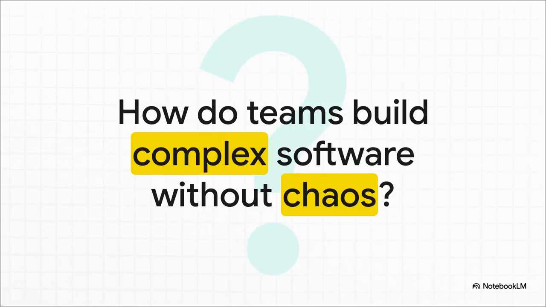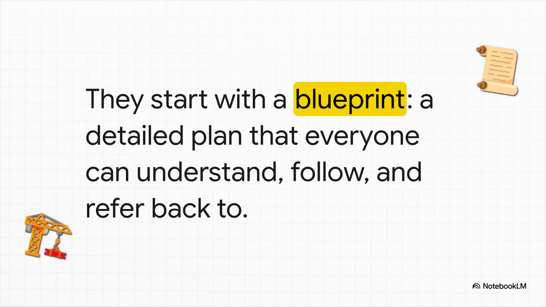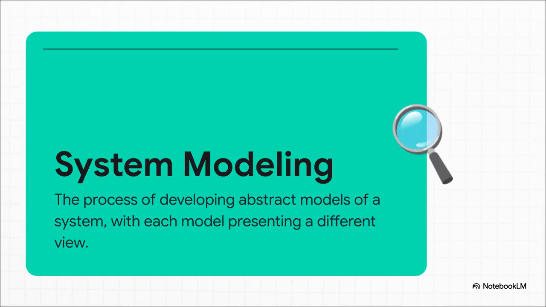How do huge teams, sometimes with hundreds of developers and millions of lines of code, build something massive without the whole project just collapsing into absolute chaos? How does everyone stay on the same page? Well, the answer is actually pretty simple, and it's the exact same way you'd build a skyscraper. You start with a blueprint, a really detailed plan that everyone on the team can understand, follow, and always refer back to. And in the software world, that blueprint is called a system model.